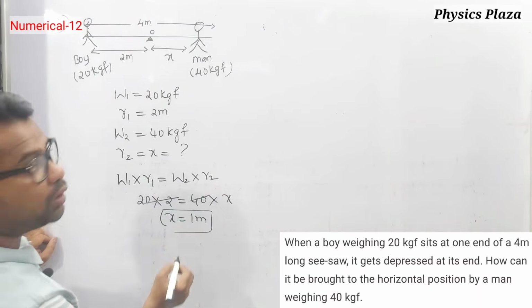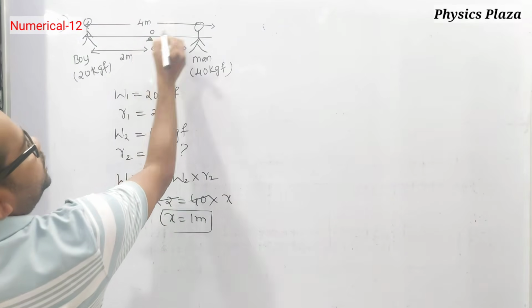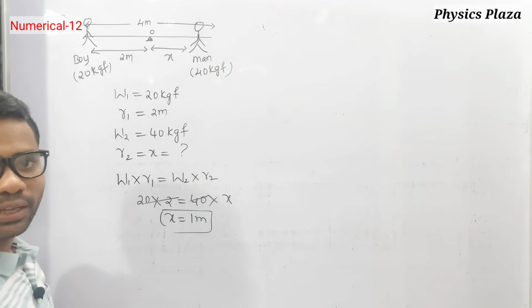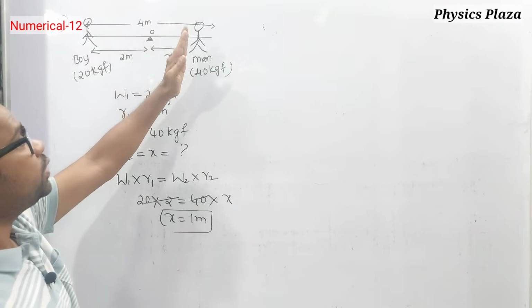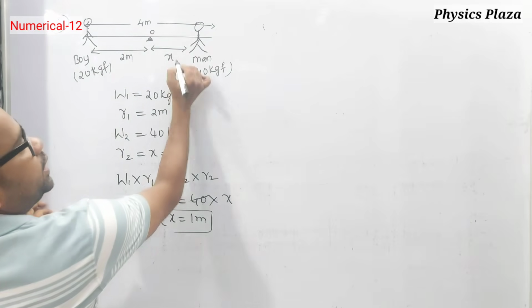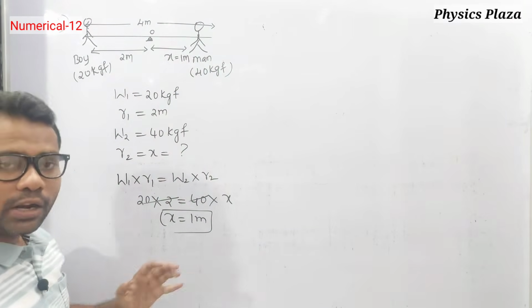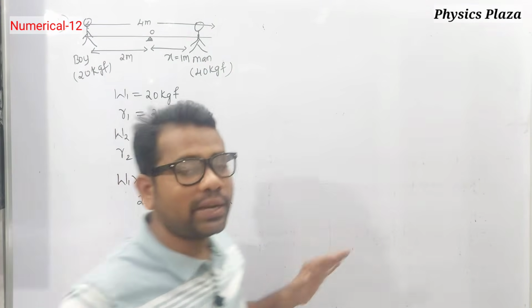Children, x is equal to 1 meter means what? From the pivot point, he should sit at 1 meter, meaning at the 3rd meter. Am I clear? From this pivot point, he should sit at a 1 meter distance on the right side in order to make it balance.